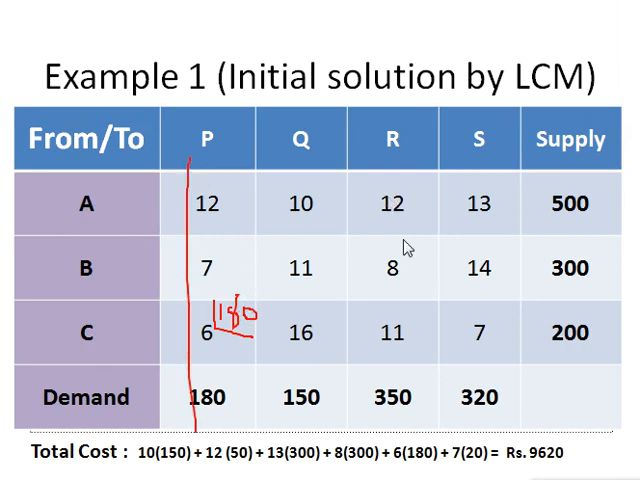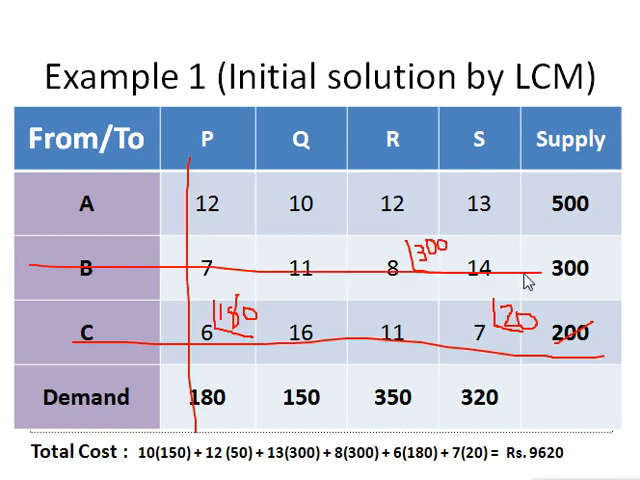Now from the remaining values, which is the minimum value? This one. Whatever quantity we can assign here, out of 200 we have already consumed 180, so the left quantity is only 20, hence this row is also satisfied. Now from the remaining values, which one is the minimum? 8, so we can allocate here. The demand is 350, supply is 300, we can only satisfy 300 demand, and you can strike out this row.